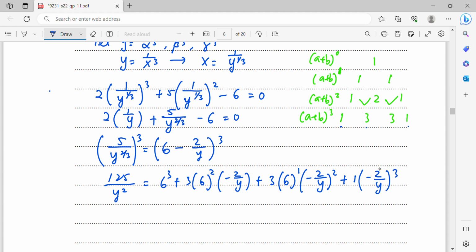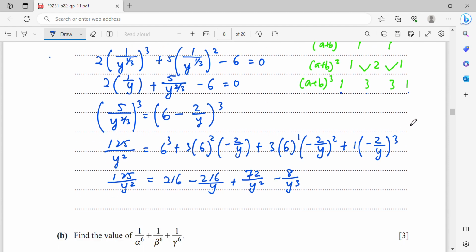Okay, so now simplify all the terms on the right hand side. 6 cubed is 216. 3 times 6 square times negative 2, it will be negative 216. So I will directly simplify all. Then the next coefficient is going to be 72 over y squared. Lastly, this is minus 8 over y cubed. So left hand side rewrite.